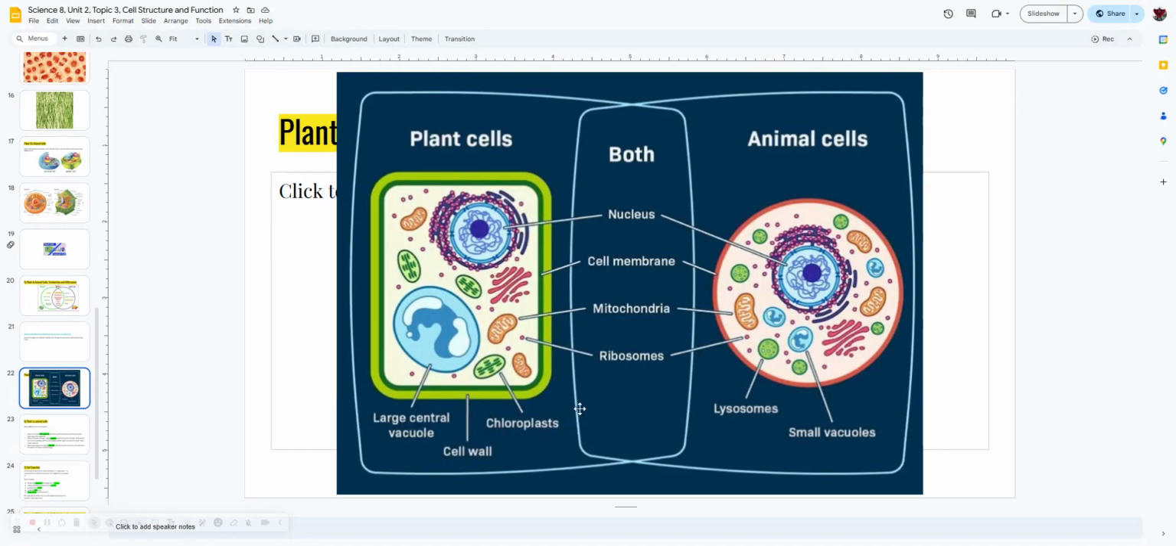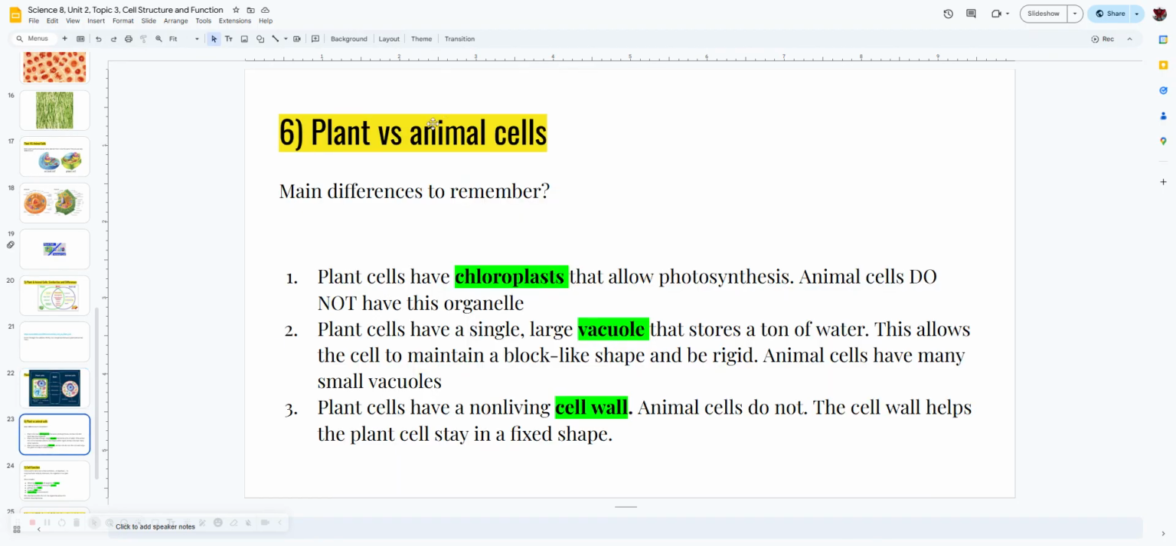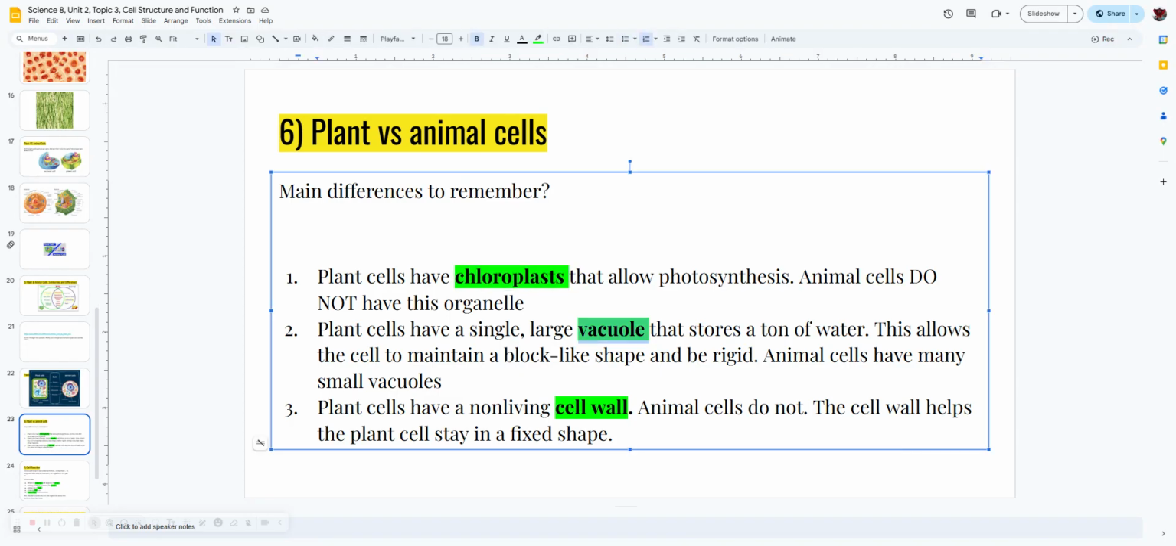And here's one more diagram, just to be thorough. Okay, again, these are things they have in common. Okay, these are things that plant cells only have. They have the large vacuole, they've got a cell wall, and they've got chloroplasts. Okay, and again, the main differences to remember, like I just said, chloroplasts, vacuole, and the cell wall. Those are the main differences. Looks like a pretty good test question to me.